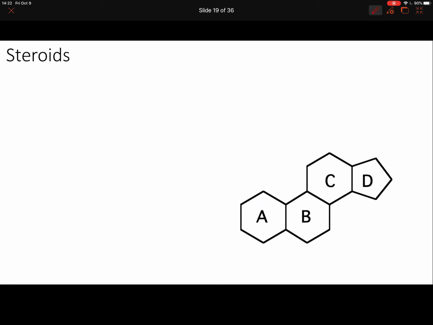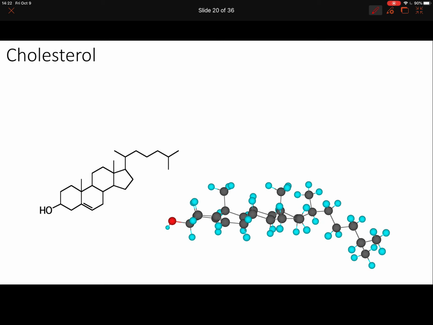So let's switch over to steroids. Steroids are a group of plant and animal lipid that contains a tetracyclic ring. It's this setup: six-membered, six-membered, six-membered, though they're not in a row, okay? And then a five-membered ring. Now, specifically, this is what cholesterol looks like.